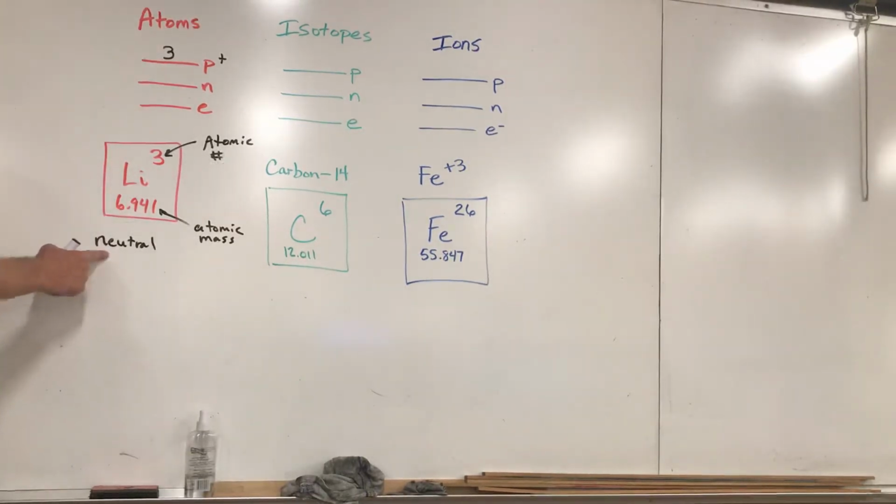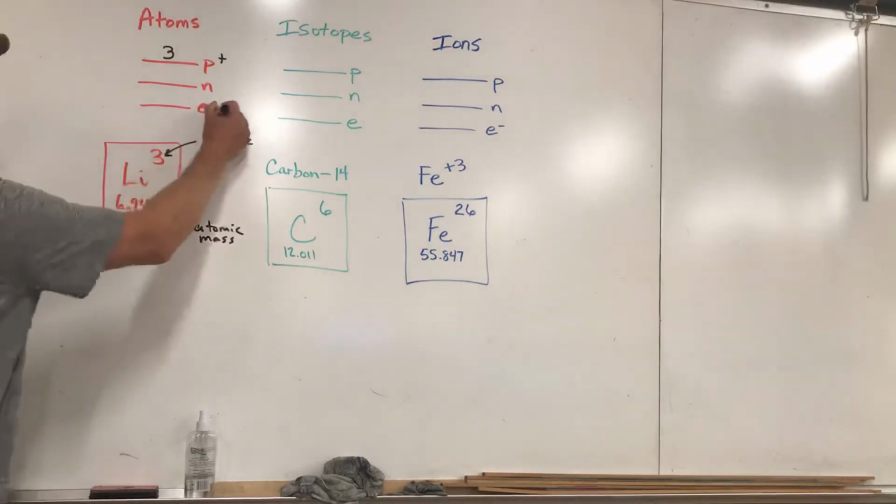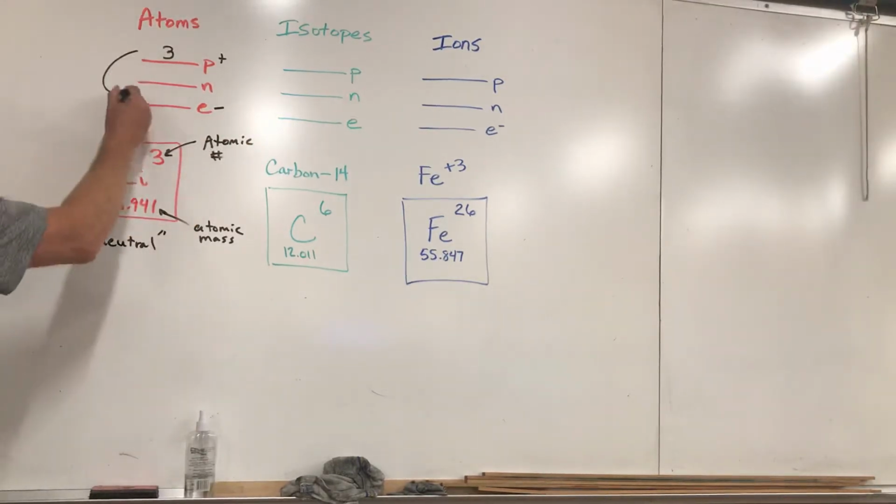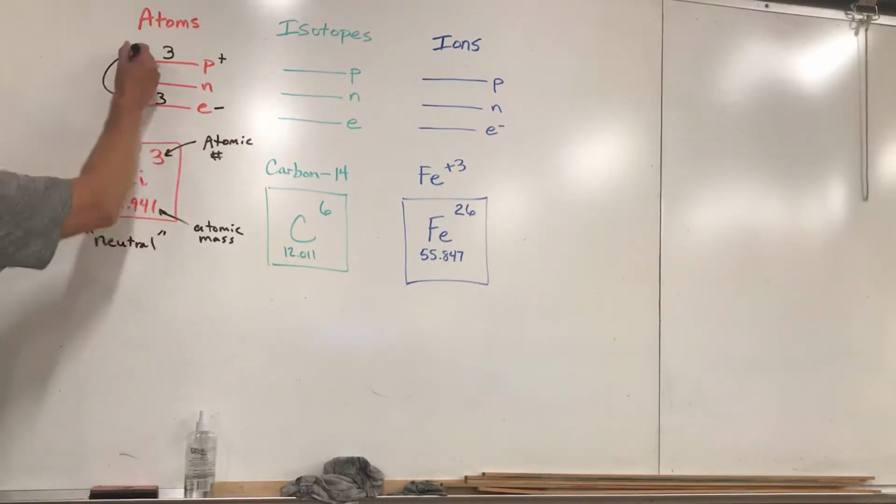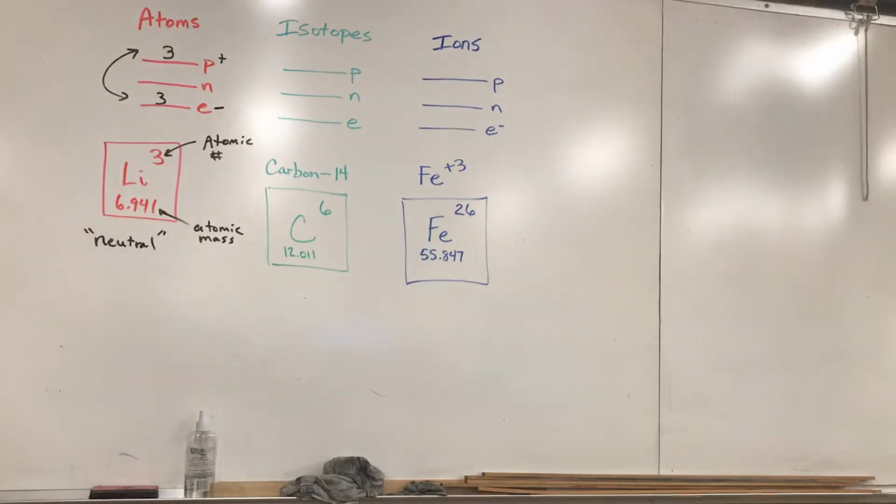Now, if we know that atoms are neutral, then you have to have the same amount of protons as you do electrons. It has to be the same amount of positives as you have negatives. So if I have 3 protons, I'm also going to have 3 electrons. In every neutral atom, those will be identical. The last particle here is our neutrons.